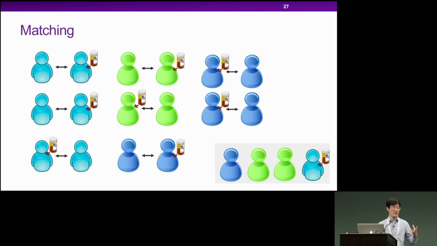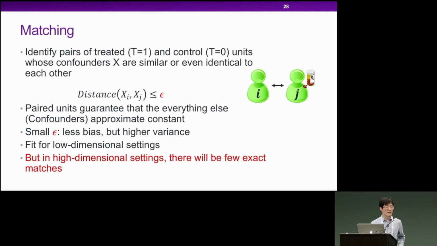We can do this kind of matching to form the treated group and the control group and guarantee they have a similar X distribution. Formally, we can define it this way. We define a distance metric, a distance of xi and xj, and we impose a threshold epsilon to select the matched pairs. For the paired units, of course, we can guarantee that everything else is approximately constant. From this sense, we tend to set a small epsilon because this can bring less bias.